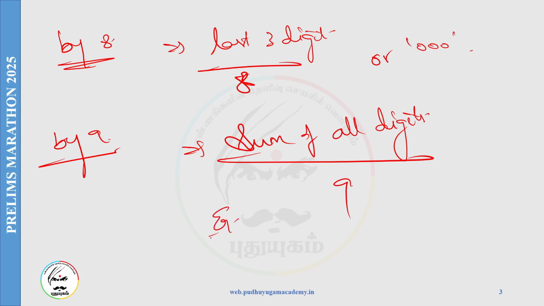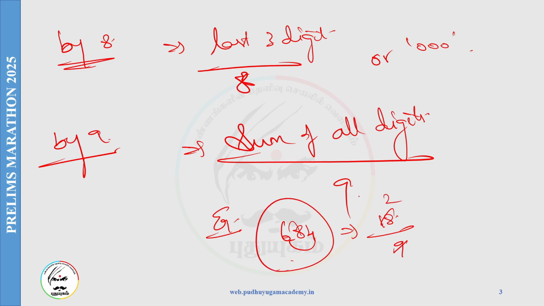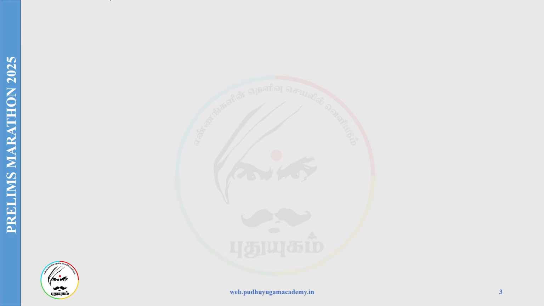For example, 6, 8, 4. If we add this, we get 10, 18. So 18 is divisible by 9. 9 2s are 18, right? So 684 is divisible by 9. And for 10, the number must end with 0.